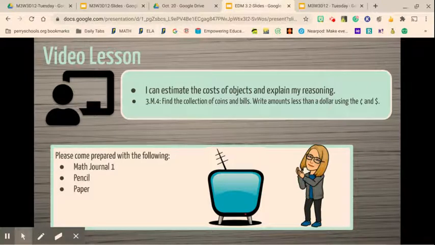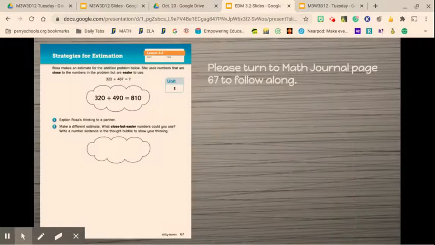So part of this assignment is going to be the estimating, but a big part of this is going to be explaining our reasoning. So our thinking, why we picked what we picked. So I want you to turn into your math journal, page 67, and follow along, maybe take some notes, because this is going to be very similar to what we're going to be doing for your assignment.